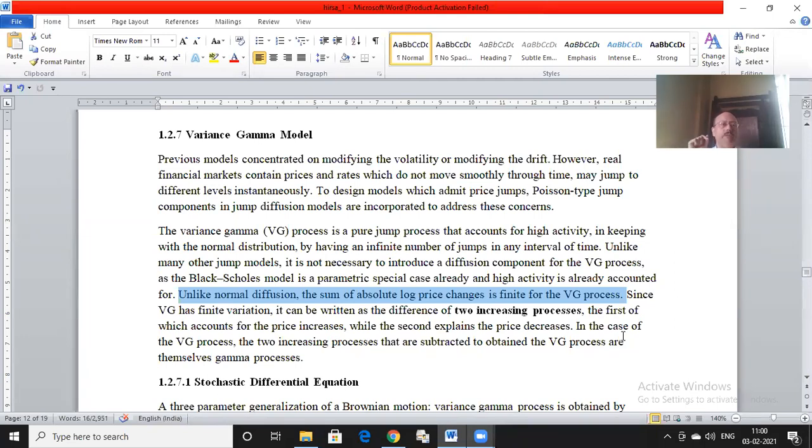So in the case of the VG process, the variance gamma process, the two increasing processes are subtracted to obtain the VG process. And we will see that actually these increasing processes are themselves gamma processes. So let us now look at the differential equation.